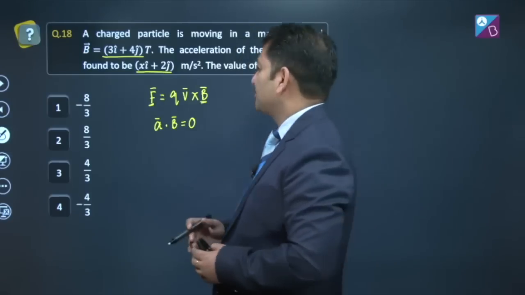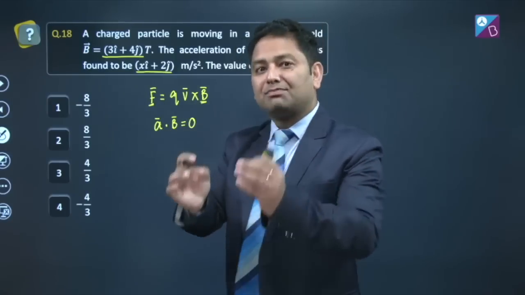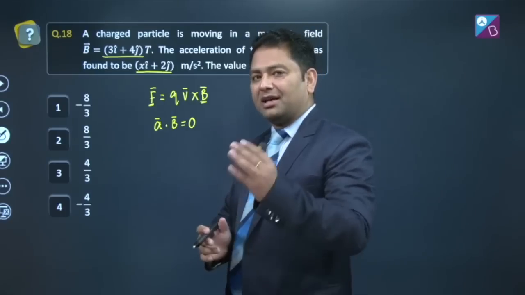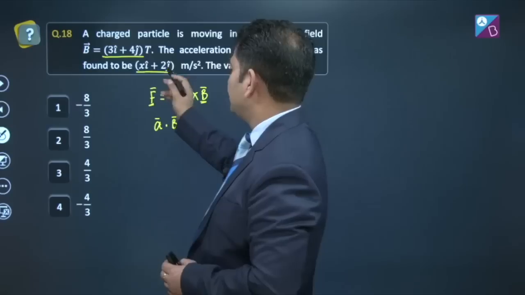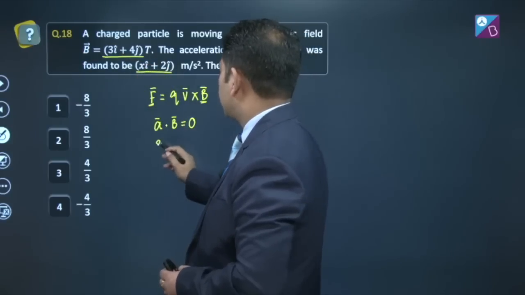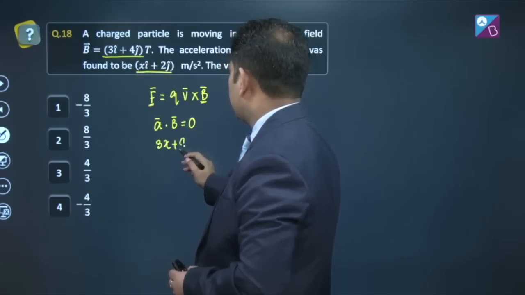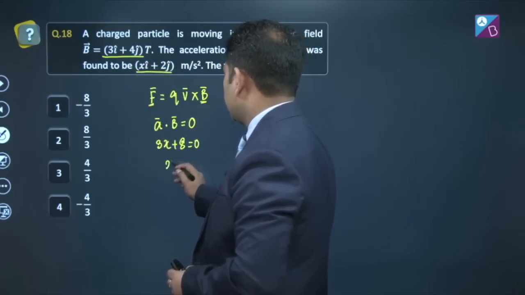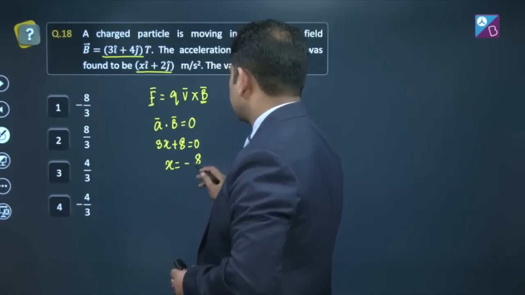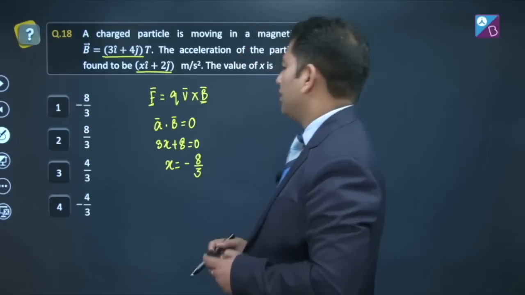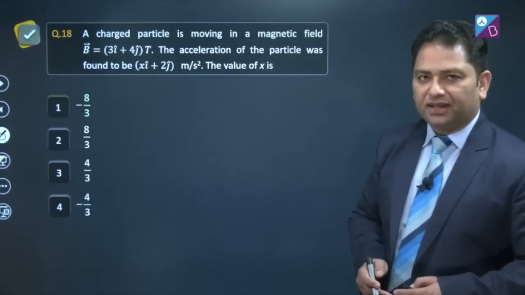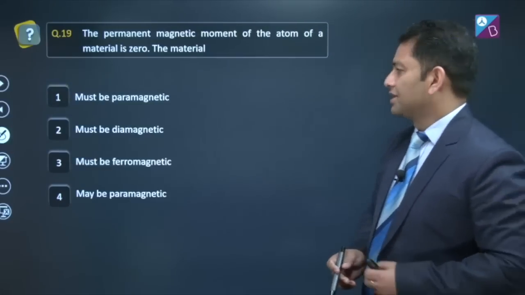So let's do the dot product. और dot product तो दुनिया का सबसे आसान product है. Multiplication of respective I cap and j cap. So this is 3x plus of 8 that is equals to 0. In other words, x equals to minus of 8 divided by 3. Option number 1, that's the correct one. Well, moving to question number 19.